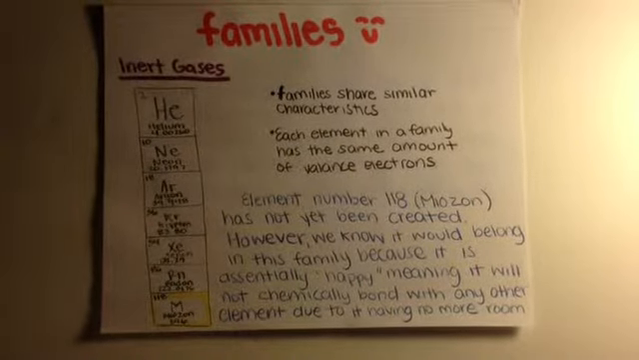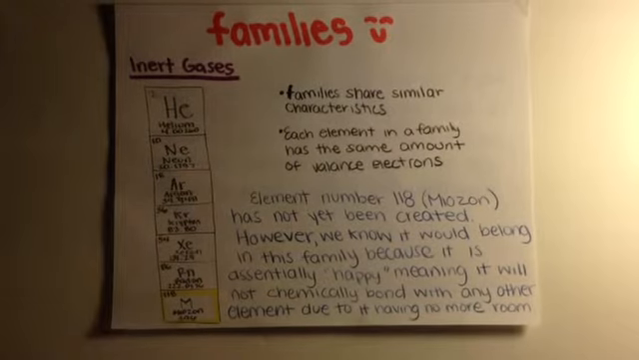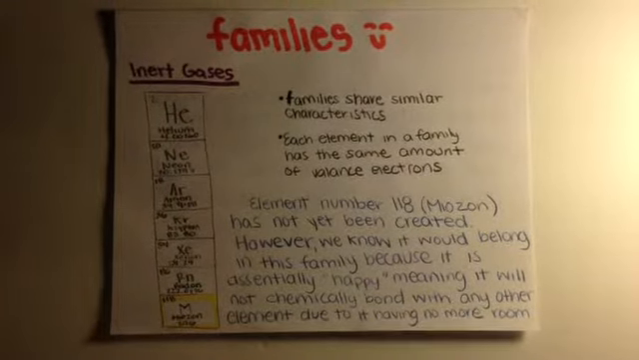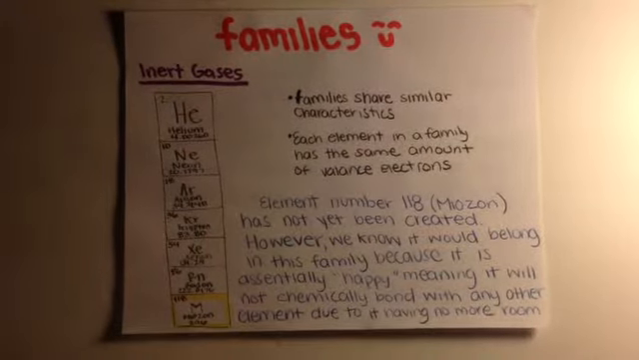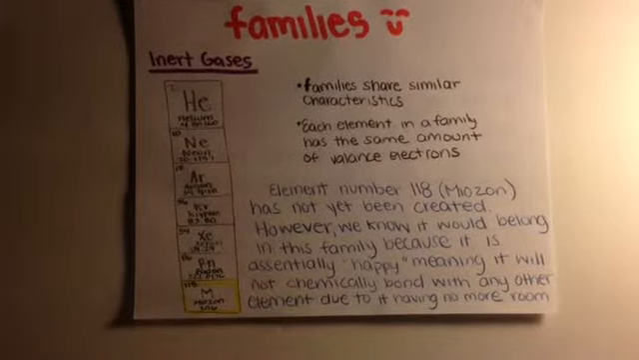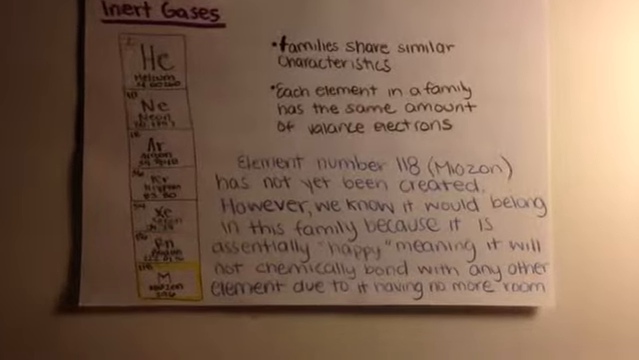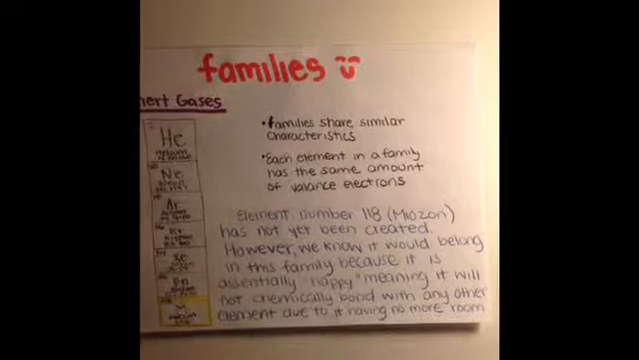We already know that families share characteristics and that each member of the family has the same amount of valence electrons. But what if scientists found a new element, element number 118? Let's call it myoson. All they would have to do to figure out what family it belongs in is to find its valence electrons, and it would react much like the others in its family. In this case, it wouldn't react, because inert gases are essentially happy.